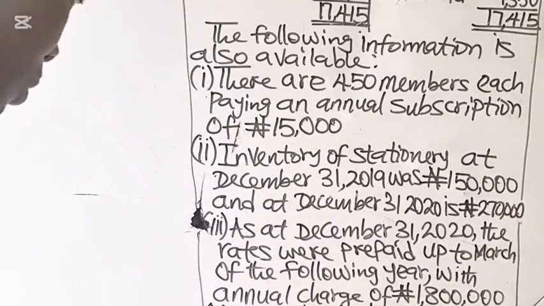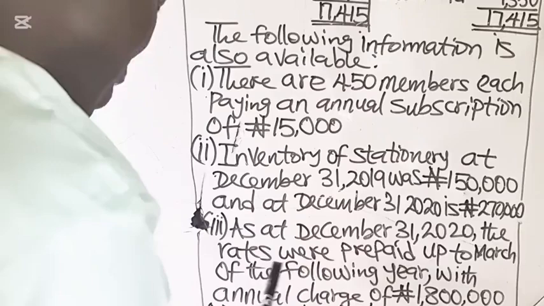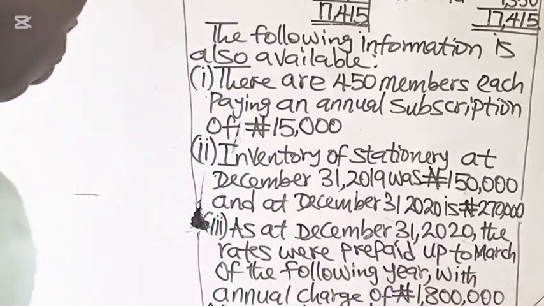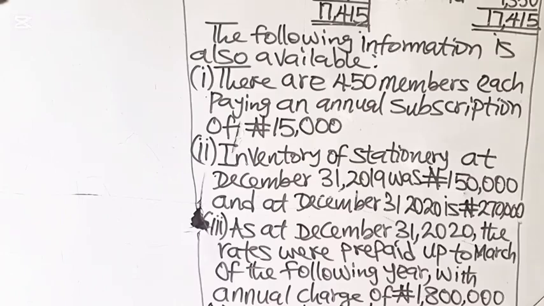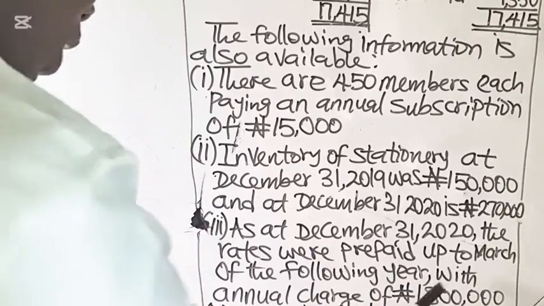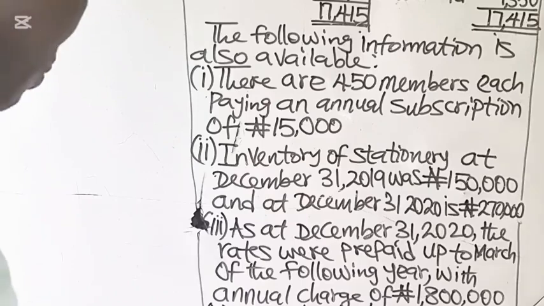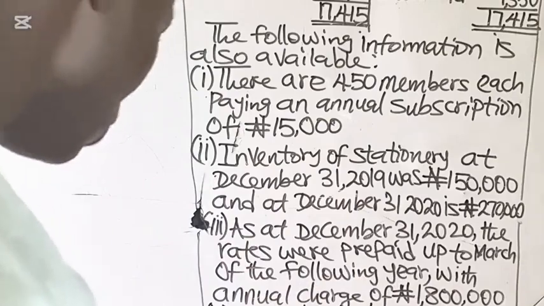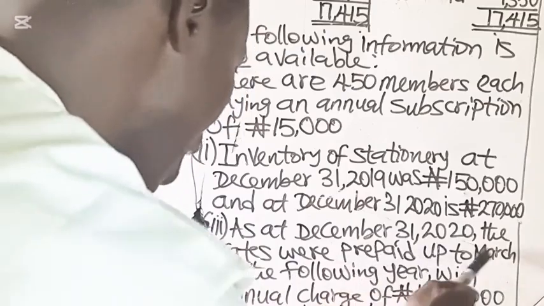Note 3. As at December 31st, 2020, the rates were prepaid up to March of the following year with an annual charge of 1.8 million. So the rate was prepaid. That means the rate was paid in advance. Since it was not meant for the year 2020, the amount meant for 2021, which was paid in the year 2020, you have to exclude it.